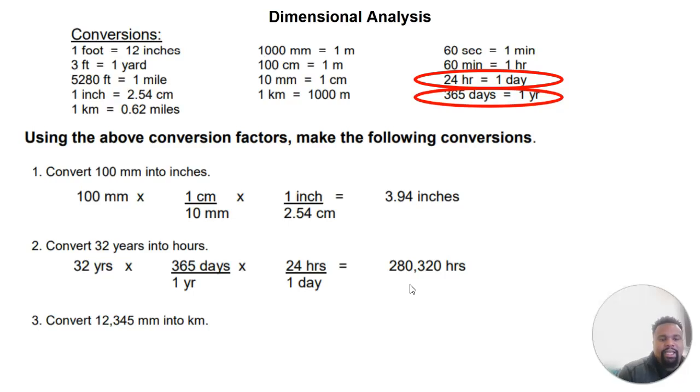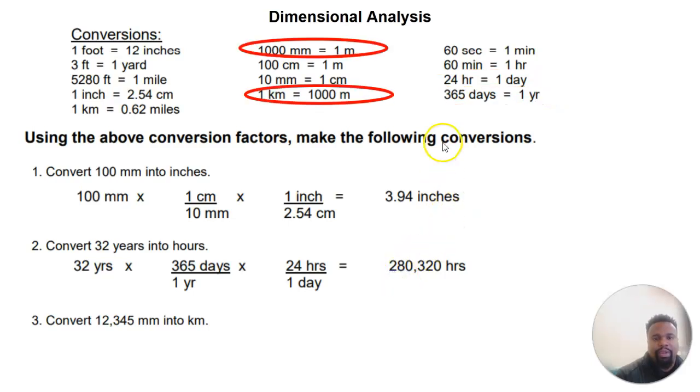Okay, let's look at this third one. Convert 12,345 millimeters into kilometers. So let's look at our conversion chart here, see what's going to help us. We see that 1,000 millimeters equals a meter, and 1 kilometer equals 1,000 meters. So let's go ahead and start. We've got to start from where we are, from millimeters to meters, and meters to kilometers.